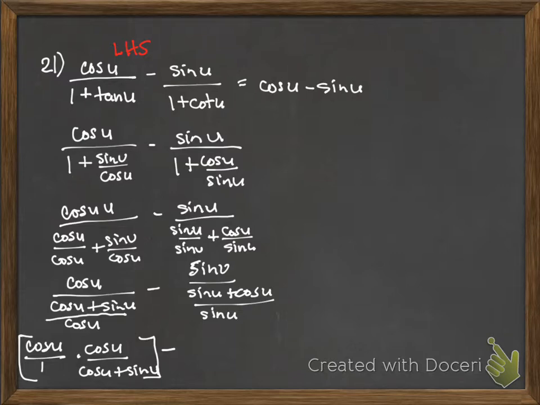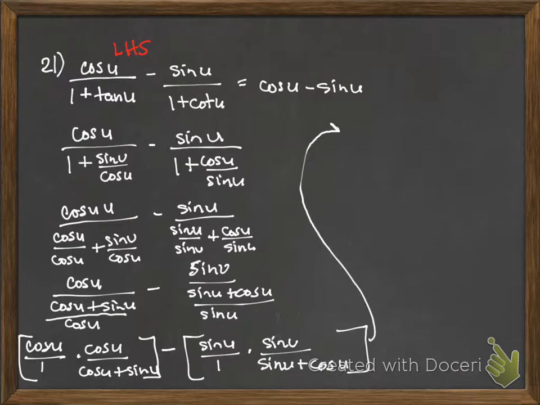And then we do the same thing that we did to the other one. I'm going to put sine u over 1 times sine u over sine u plus cosine u. Okay, at this point, I want to make this look a little bit better. So I'm going to bring all this information up here and continue working.